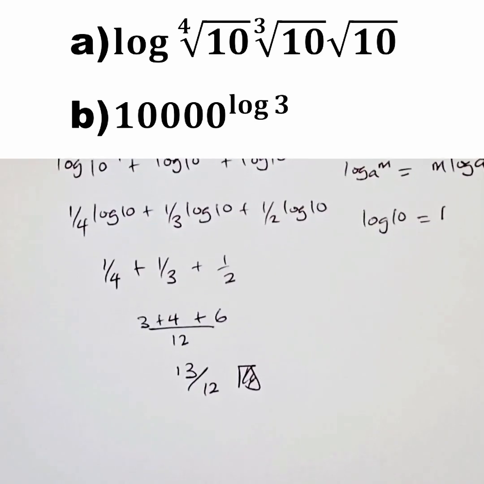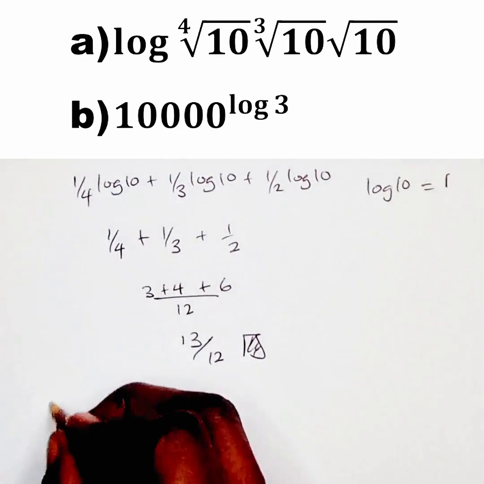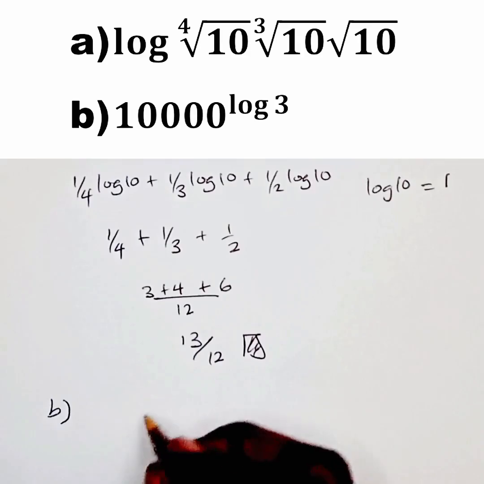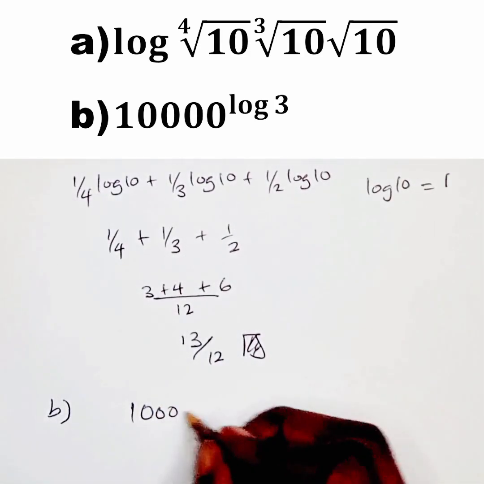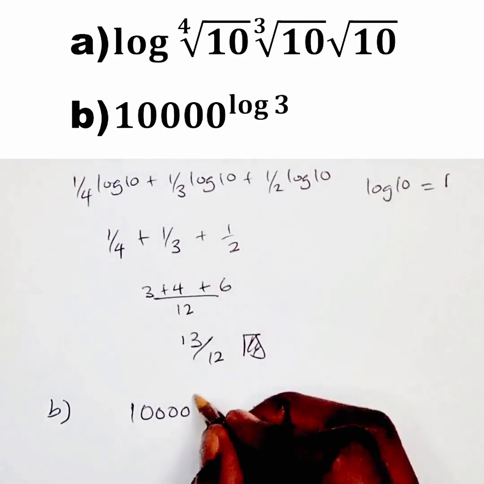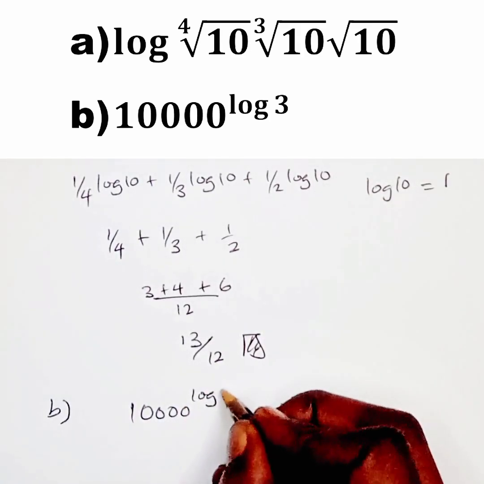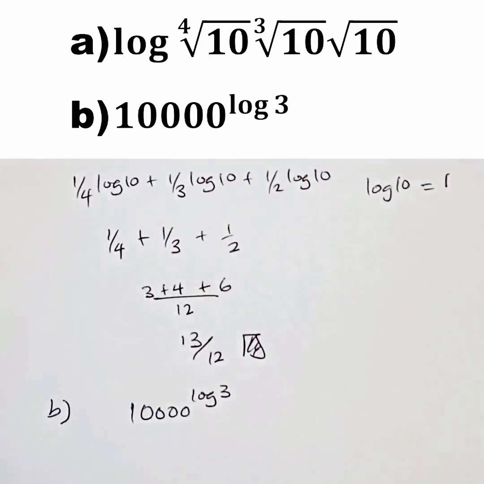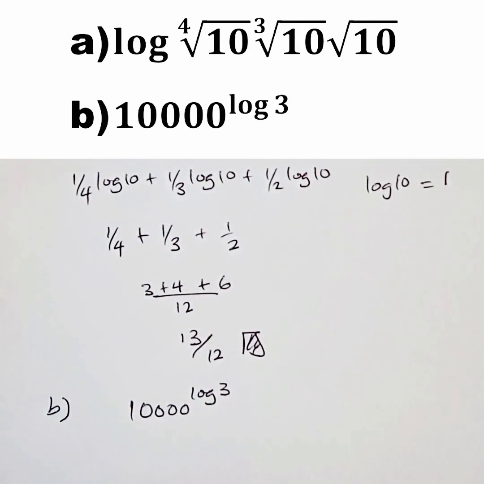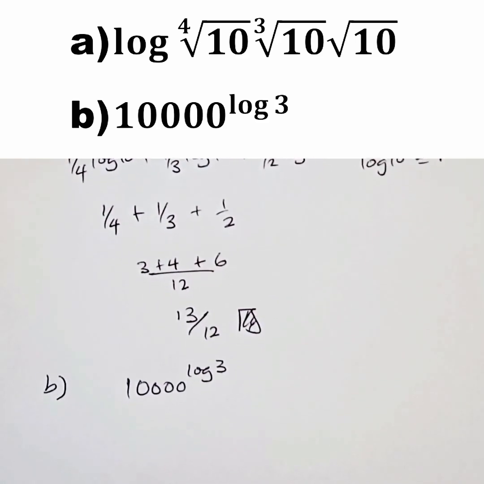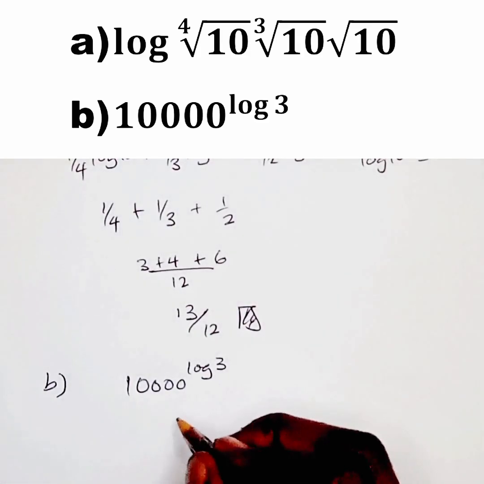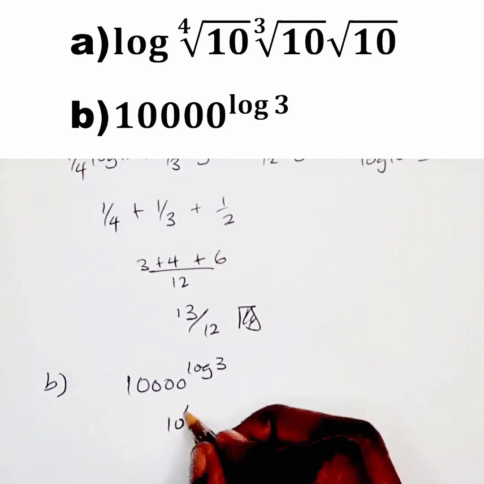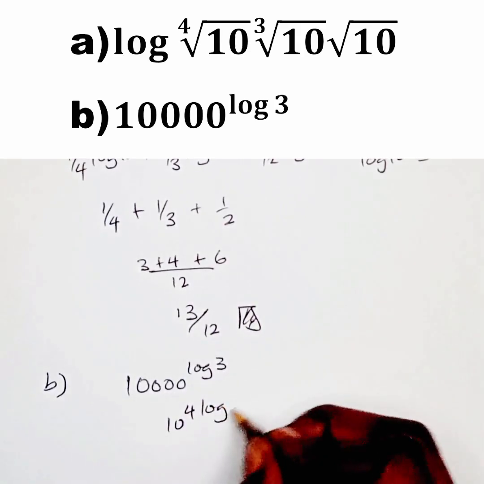The next part requires us to, that is B, requires us to evaluate 10,000 to the power log 3. Now what you need to do is to express 10,000 in an exponential form. So if you express that in an exponential form, you're going to get 10 to the power of 4 log 3.